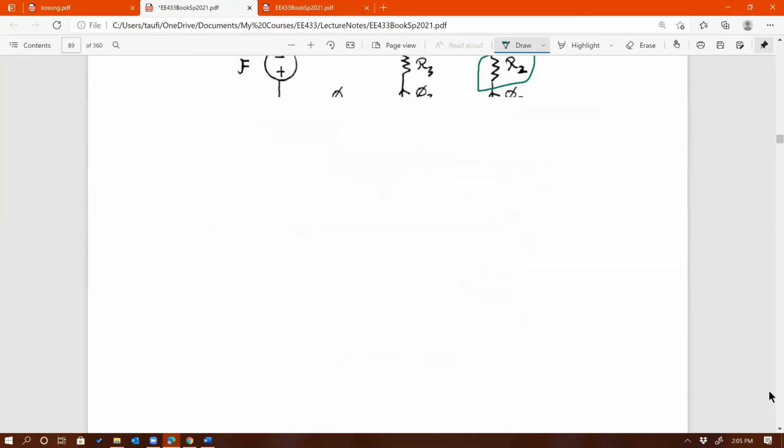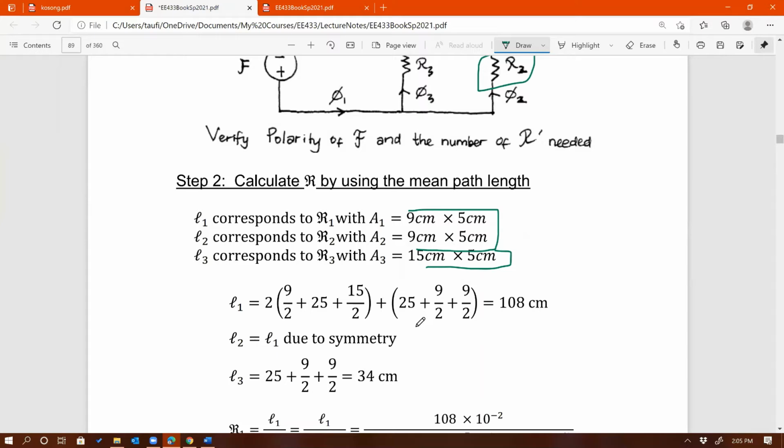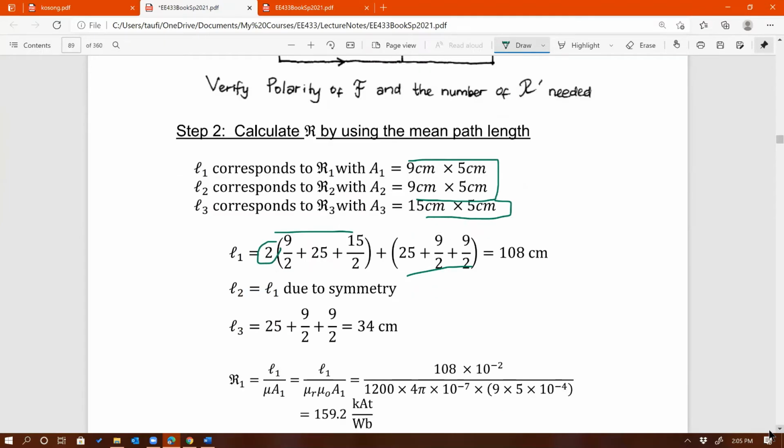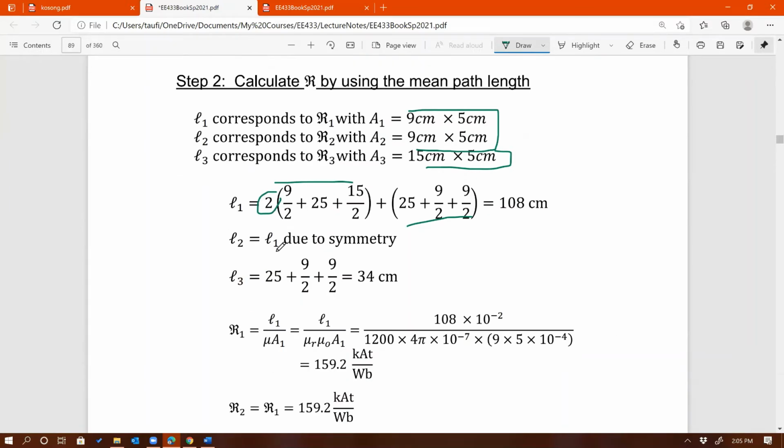Let's check here. Yes, right there. That's the left segment, and this is the top and the bottom segment. There are 2 of them. Okay, so that looks correct to me. And then L2 is equal to L1 due to the symmetry.